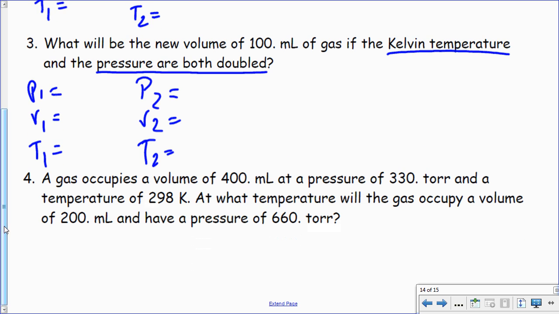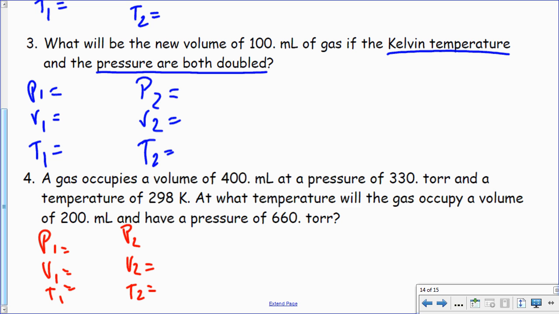Now the last one: at what temperature will the gas occupy a volume of 200 mL and have a pressure of 660 torr? This is back to the basics, back to the original P1, V1, T1. So you just set up your P1s, V1s, and T1s, and you go ahead and plug and chug and solve for your P2, V2, and T2.